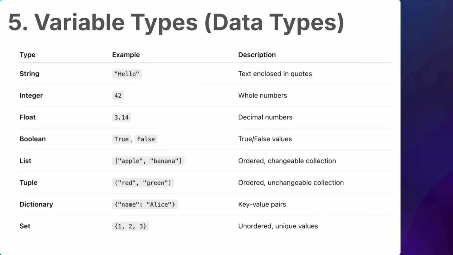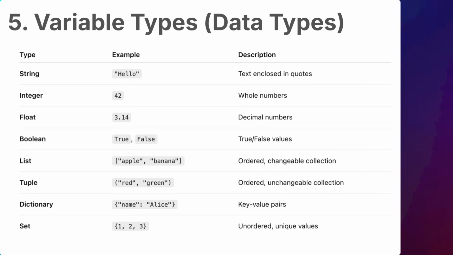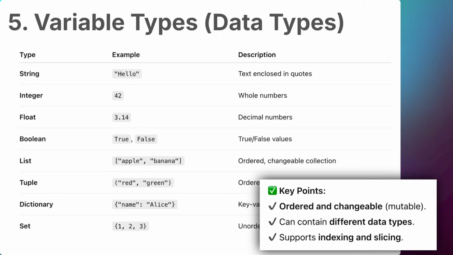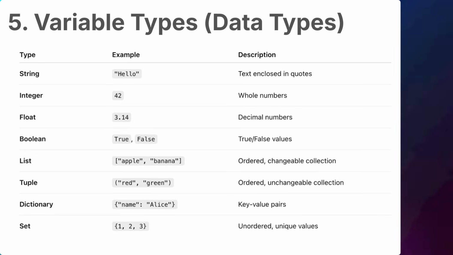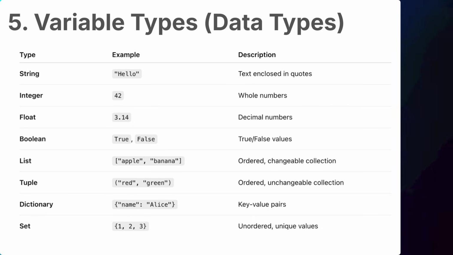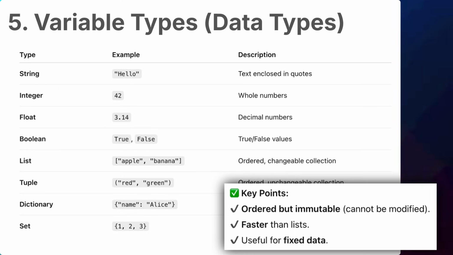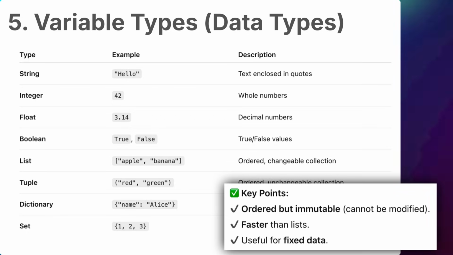5. List. A list is a collection of multiple values stored in a specific order. Lists can hold different types of data and allow duplicates. Key points. List is ordered and changeable, can contain different data types, supports indexing and slicing. 6. Tuple. A tuple is similar to a list but cannot be changed after creation. Key points. Tuple is ordered but immutable, which means it cannot be modified. Faster than lists. Useful for fixed data.